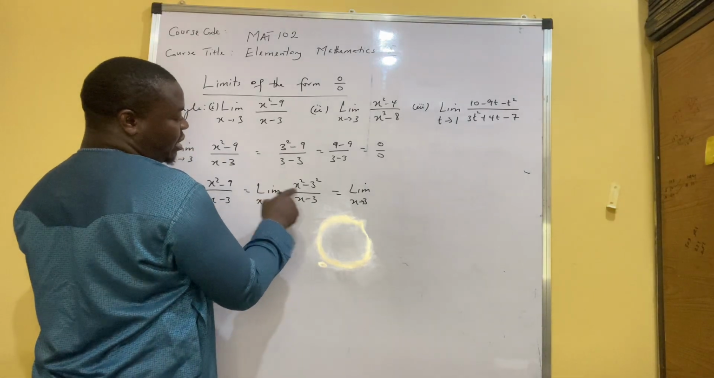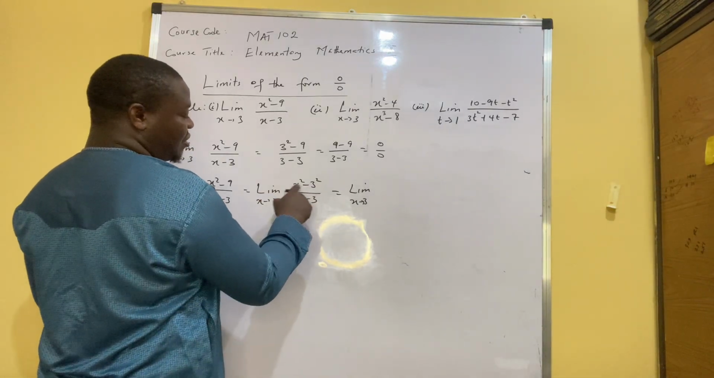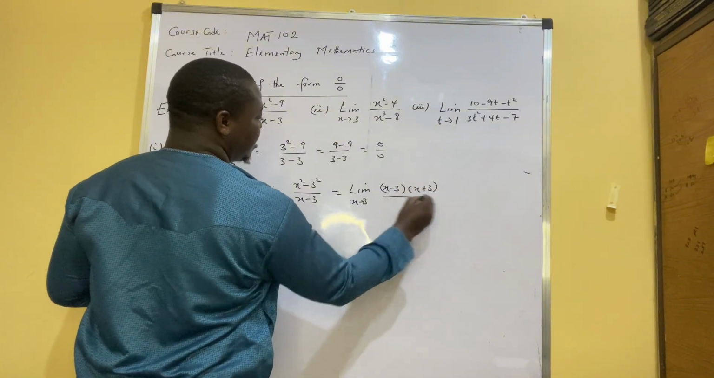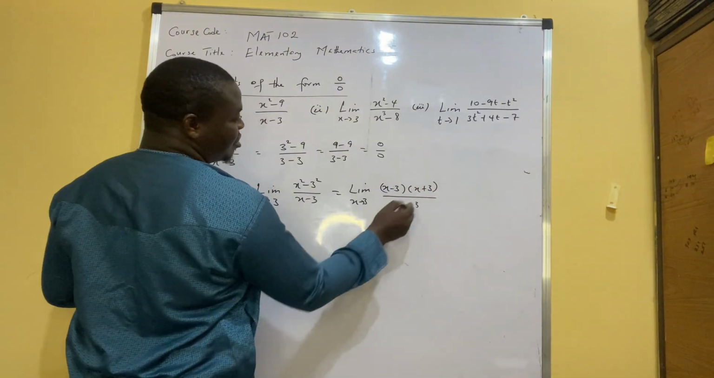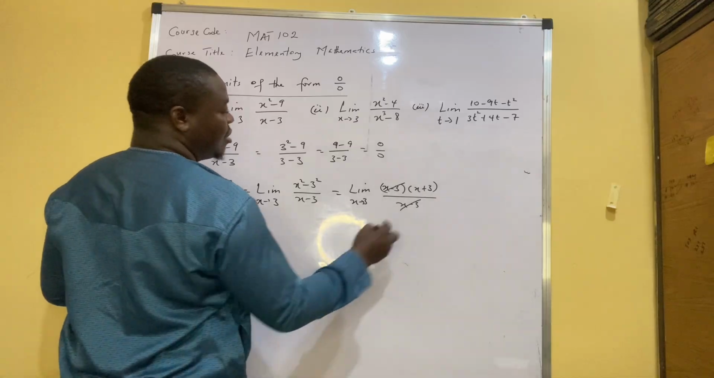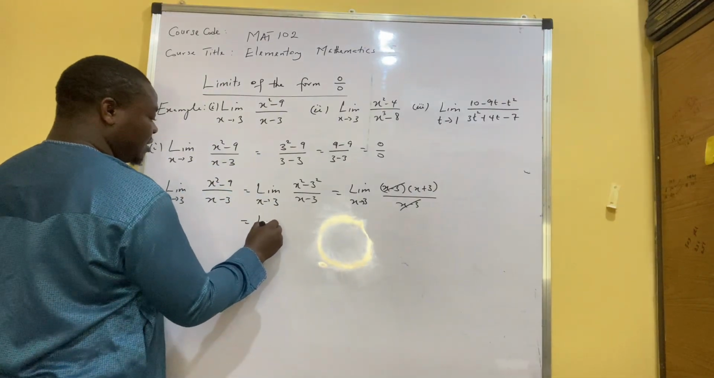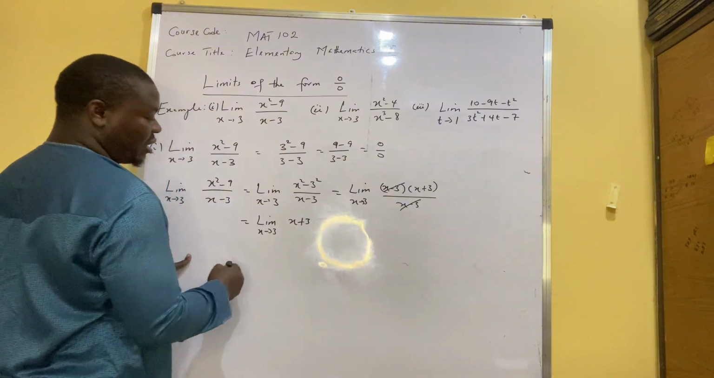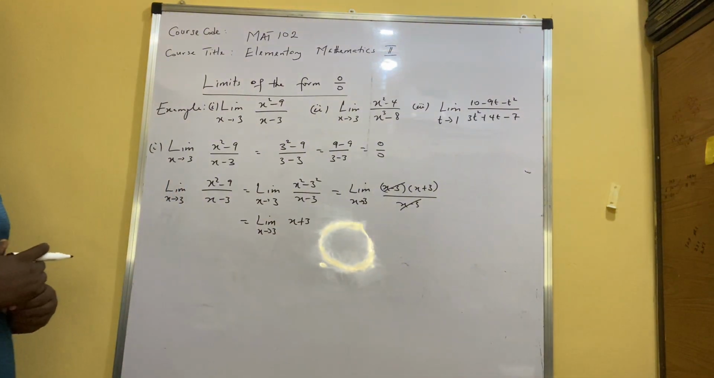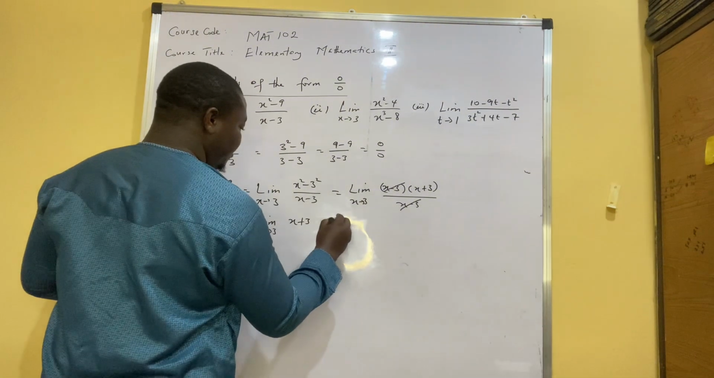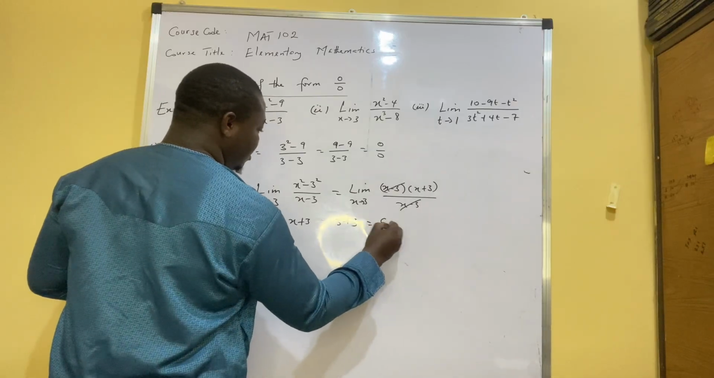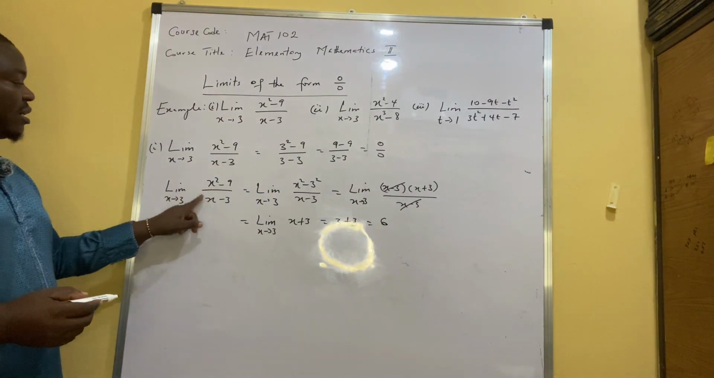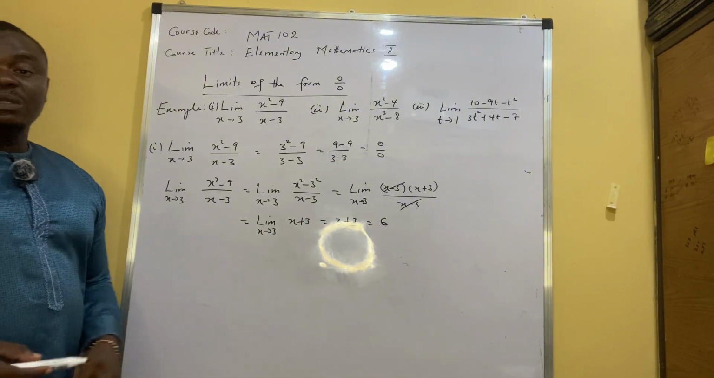Look at this now. We have a square here, and we also have another square here. So, difference of two squares, and that is written as x minus 3 multiplied by x plus 3, divided by x minus 3. So now x minus 3 can take care of x minus 3, and what we have left is the limit as x tends to 3 of x plus 3. So we can now substitute. Wherever we see x, we substitute 3, so that we have 3 plus 3, and that gives us 6. So the limit of x squared minus 9 divided by x minus 3 is equal to 6.